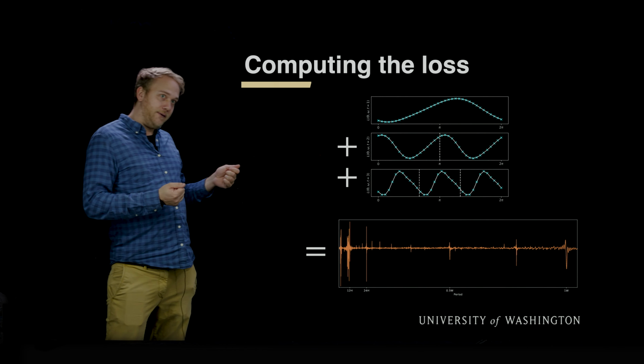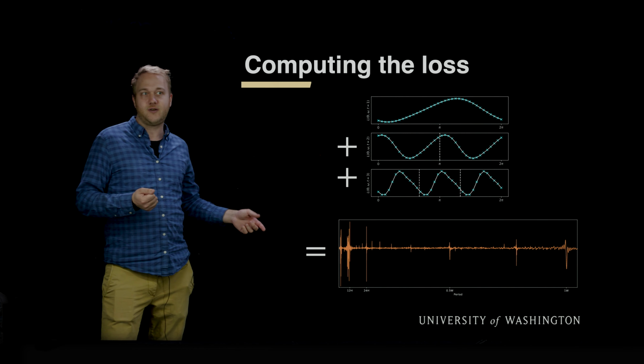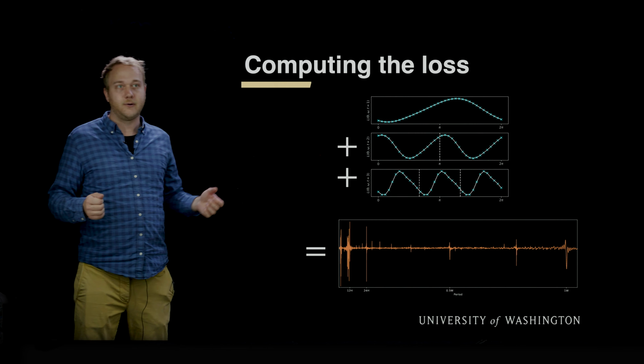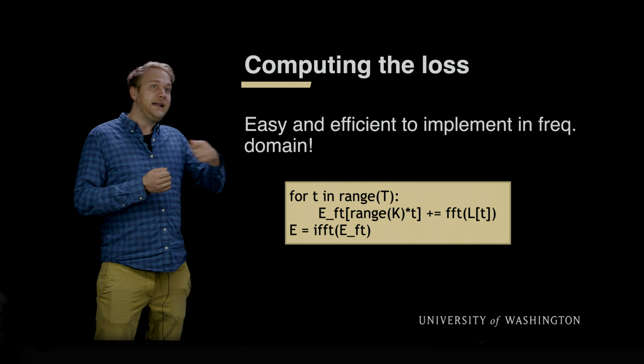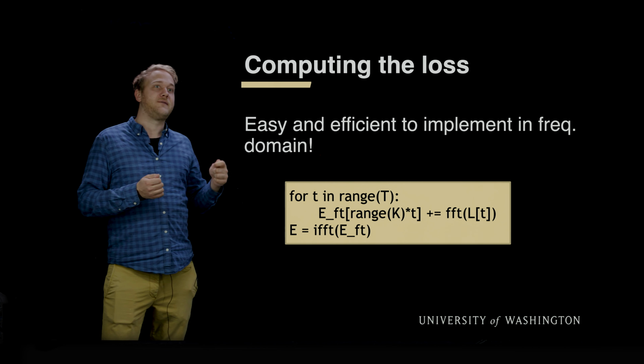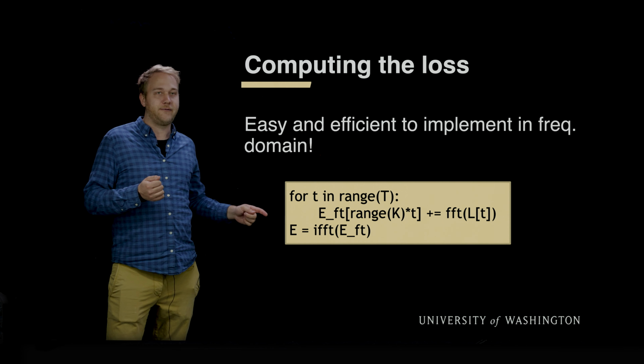So the result usually looks something like this. It looks very similar to the regular Fourier transform. The nice thing is that this repeating and resampling is very, very easy and efficient to implement in frequency domain. It's basically one for loop.